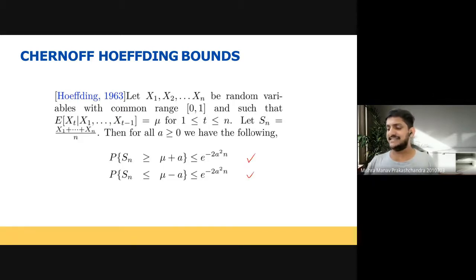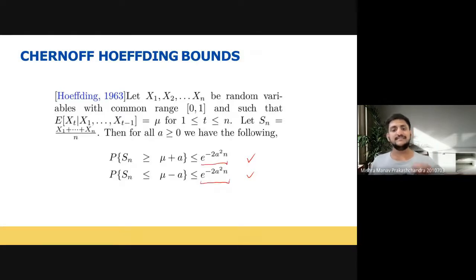Okay, so what it tells me is that the probability that the estimated mean that I have is at a greater distance than a from the true mean is bounded by this value, which is e to the power minus 2a square n. So the probability that the estimate that I have made is further than some distance a is bounded by this quantity, and the other way around, that the estimate that I make is at the lower spectrum and at a distance greater than a is again bounded by this quantity given here.